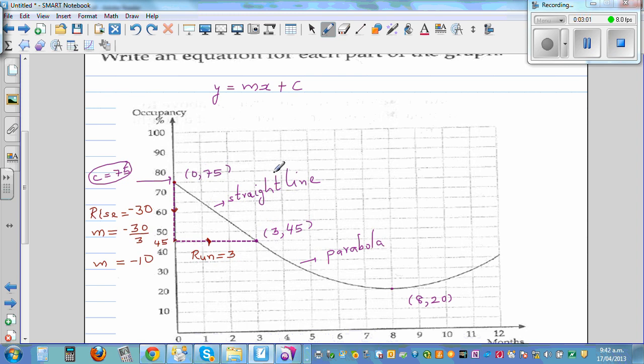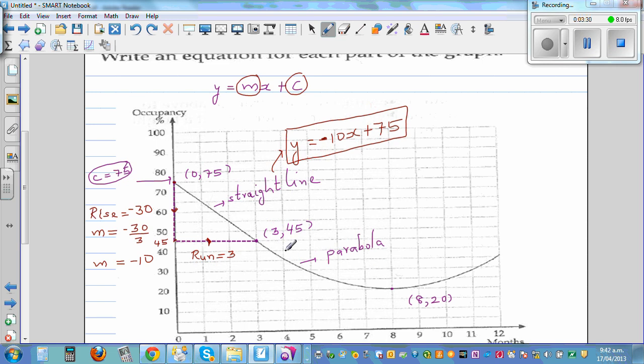So the equation of this line is y equals minus 10x plus 75. It's as simple as that. To write the equation of a line, you need two things: the y-intercept, where your graph cuts the y-axis, and the gradient, which is rise over run. This line is going down, so the gradient has to be negative.